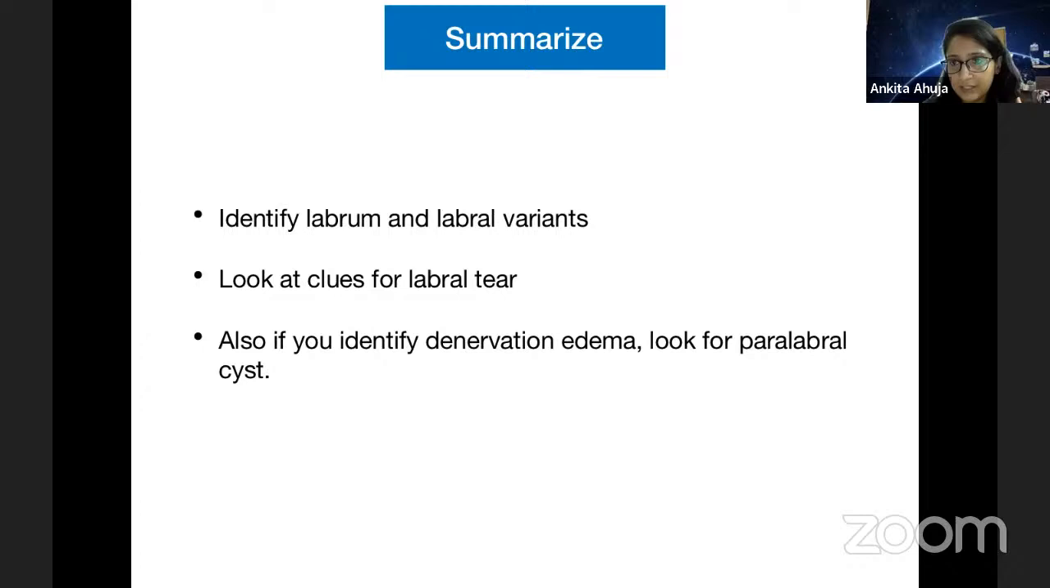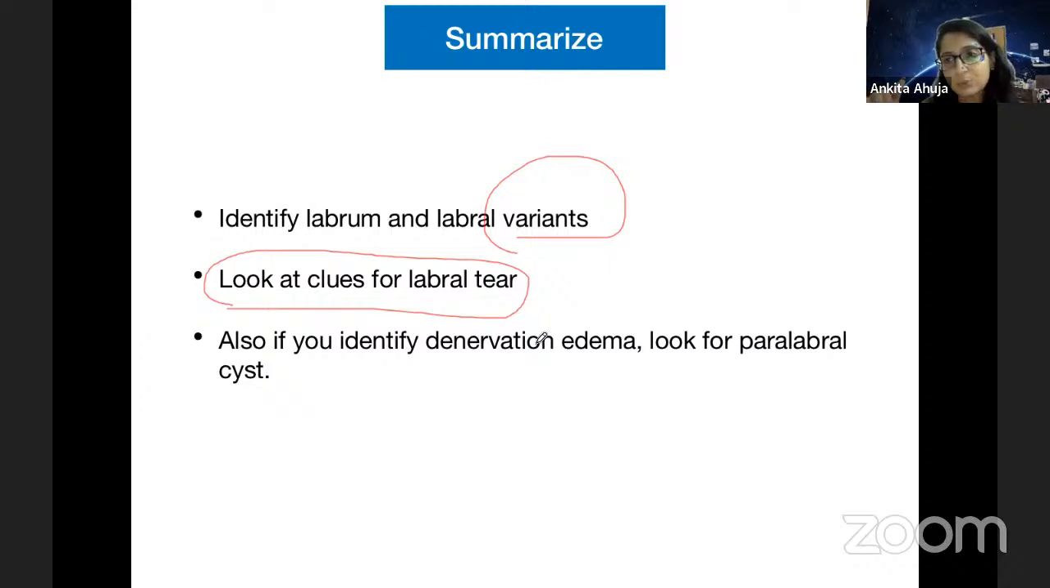So overall, to sum up our labral section, we always look at the labrum, try and identify variants and differentiate them from tear. You should not call some variant a tear, because you do not want an unnecessary intervention. Look at the clues like we discussed for labral tear, and look for paralabral cyst whenever you look for denervation edema, because that would be the cause compressing the nerve.